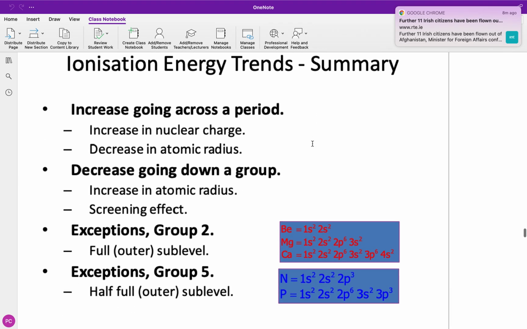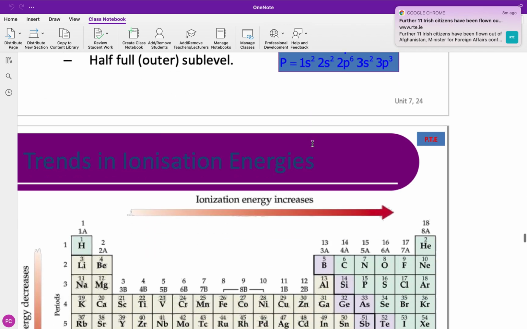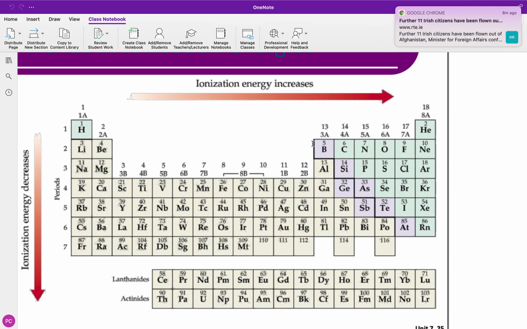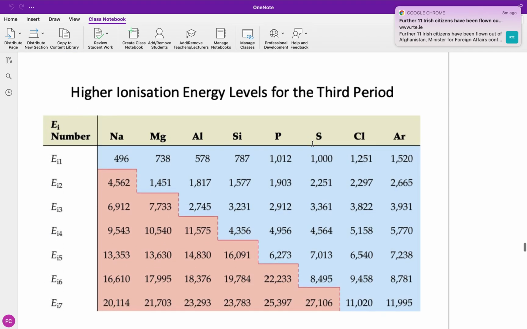Okay, and there's a summary there for you to have a look at the trends in ionization energies. There's kind of what we've been saying. The ionization energy increases across the period and it decreases down the group. And you can have a look at these numbers. Generally, you're going from 3, 4, 5, 6, 7, 8, 9, 10. So you can see the ionization energy increasing from left to right. And so you can spot those deviations that are from the half-filled s and p sublevels.